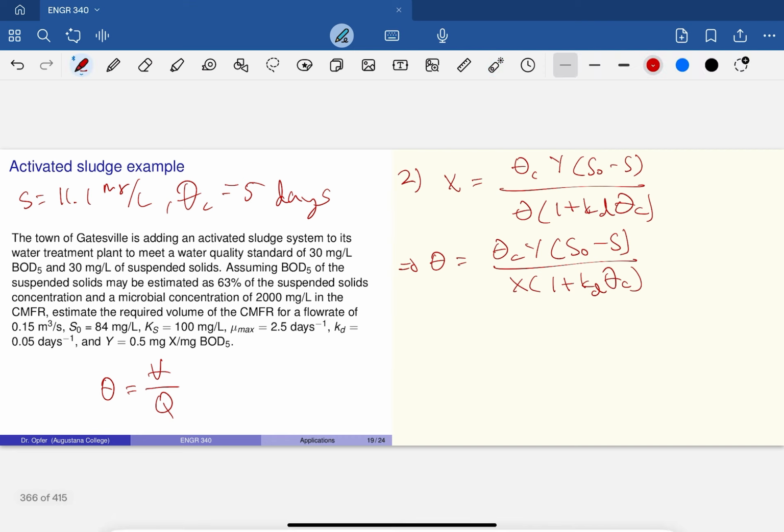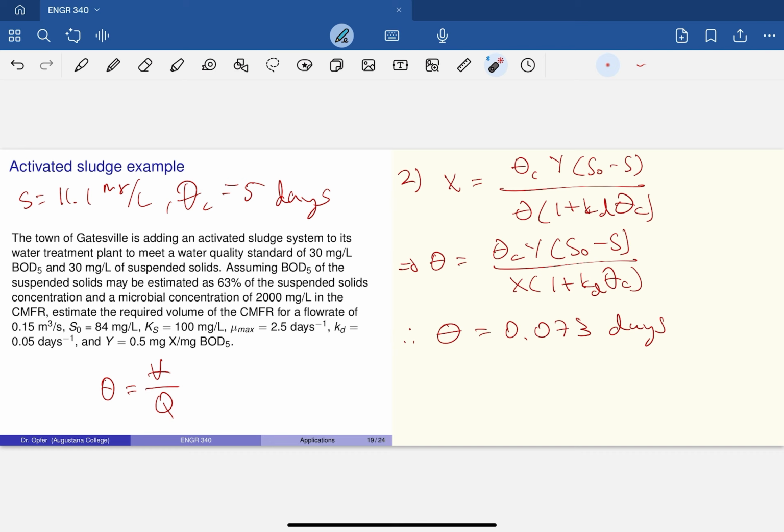So plugging all this in, we get a mean residence time equal to 0.073 days, which, just to point out, is much less than our cell mean residence time. Why is that? Because these cells are getting recycled. Okay, so even though a particle might only spend 0.073 days in the CMFR the first go around, these cells are going back into the CMFR multiple times as they get recycled. So they spend a lot longer in the CMFR, or in the system.